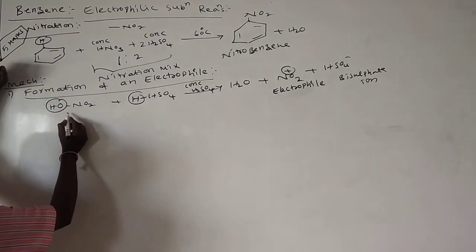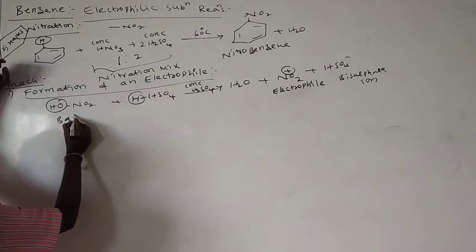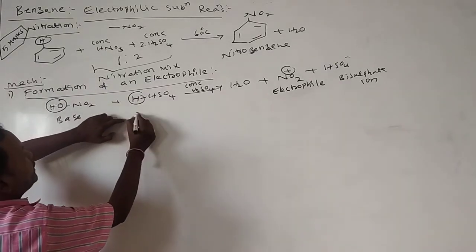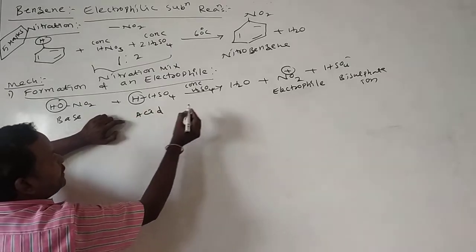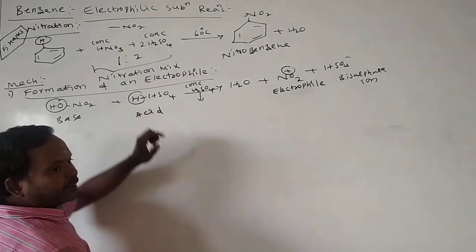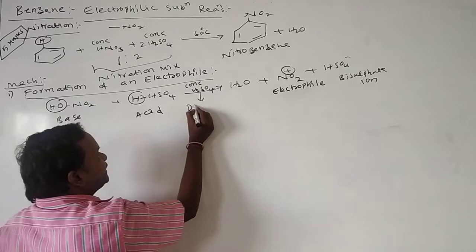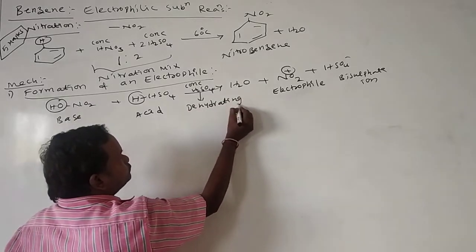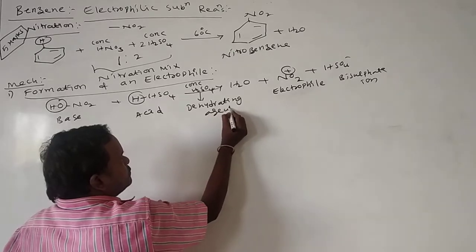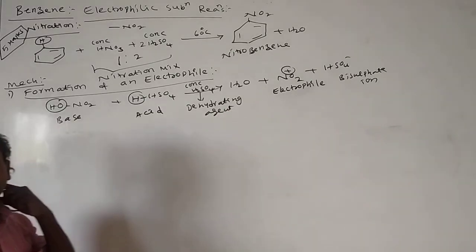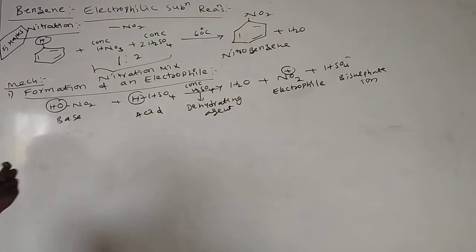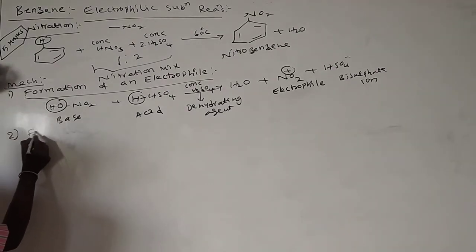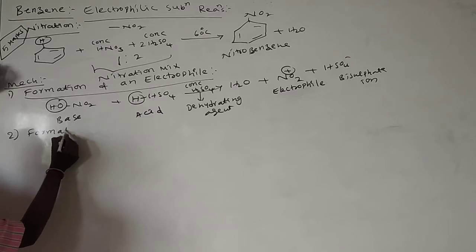Here nitric acid donates OH minus, so it acts as a base. Sulfuric acid donates H plus ion, so it acts as an acid. Concentrated sulfuric acid here acts as a dehydrating agent. This is the first step, electrophile formation. Then the second step, formation of sigma complex.